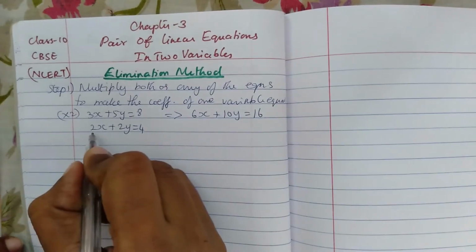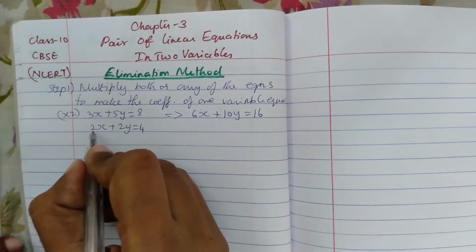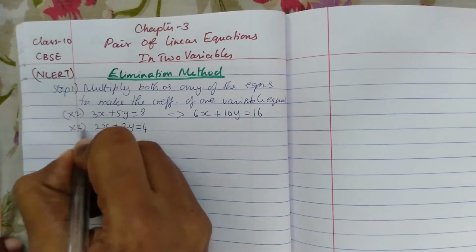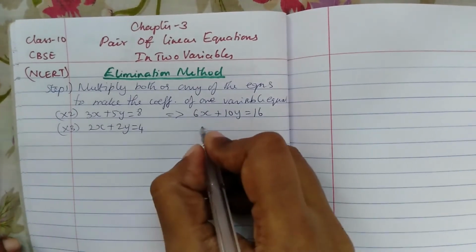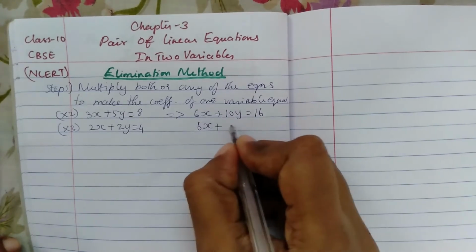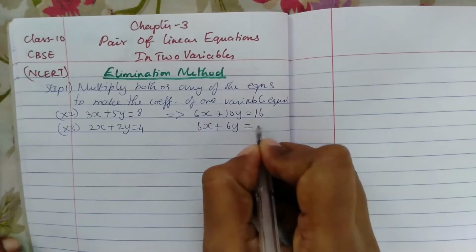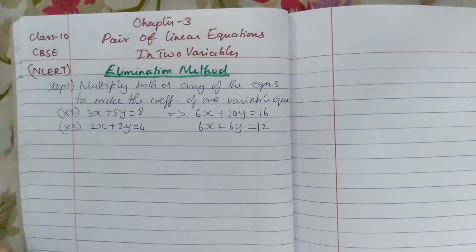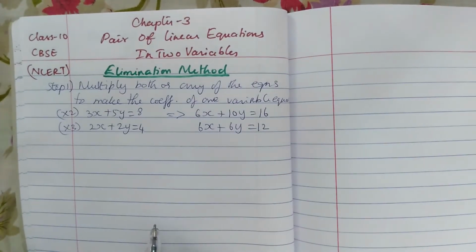Now to get a 6 here, I will have to multiply this by 3. So I will multiply the whole equation by 3. So here this is 6x plus 6y is equal to 3 4s are 12. This will be my new set of equations.